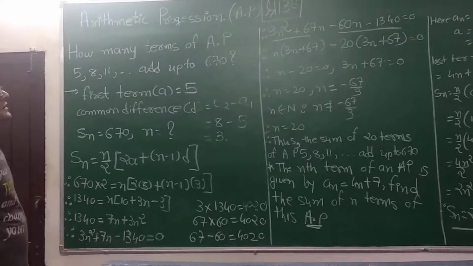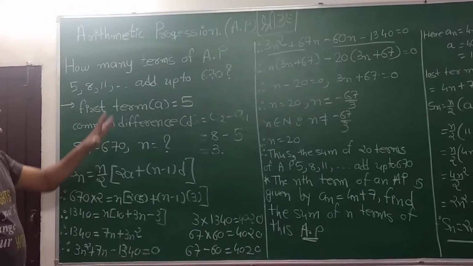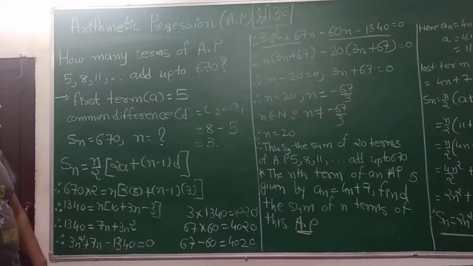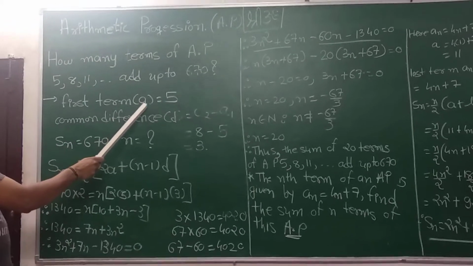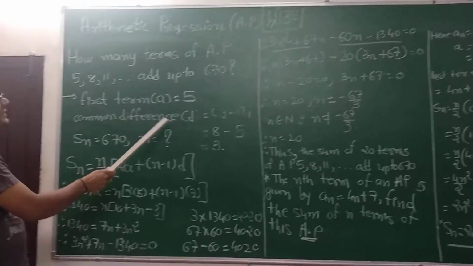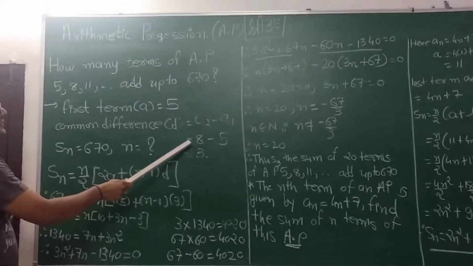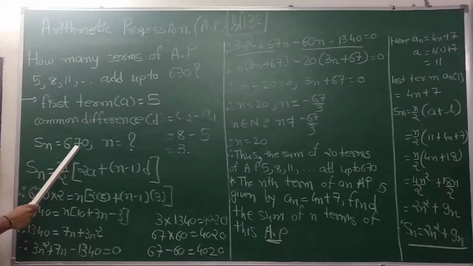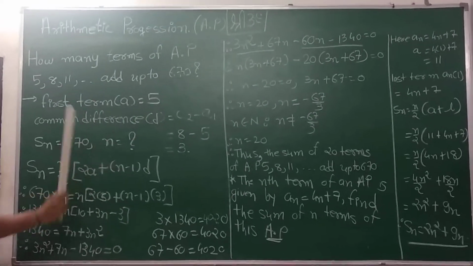Now, how many terms of the AP 5, 8, 11 added up to 670? Means S_n is equal to 670. We have to understand the problem sum properly. So the first term of the AP, a, is equal to 5. Common difference d is equal to a_2 minus a_1, which is 8 minus 5, equal to 3. S_n is equal to 670 and n is equal to question mark.